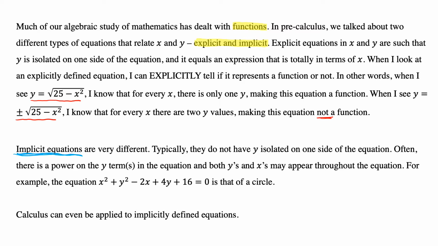Implicit equations are very different. Typically, they do not have y isolated on one side of the equation. Often there is a power on the y terms in the equation and both y's and x's may appear throughout the equation. For example, the equation x squared plus y squared minus 2x plus 4y plus 16 equals 0 is that of a circle. Calculus can even be applied to implicitly defined equations.